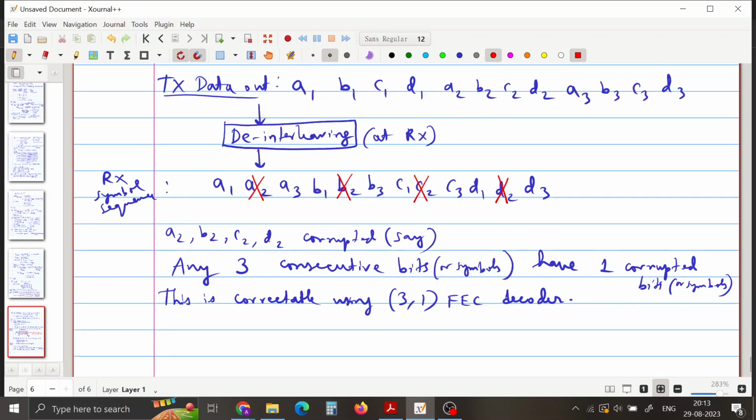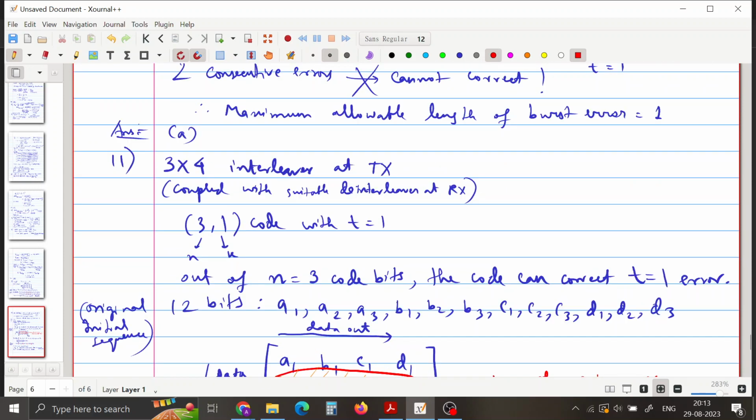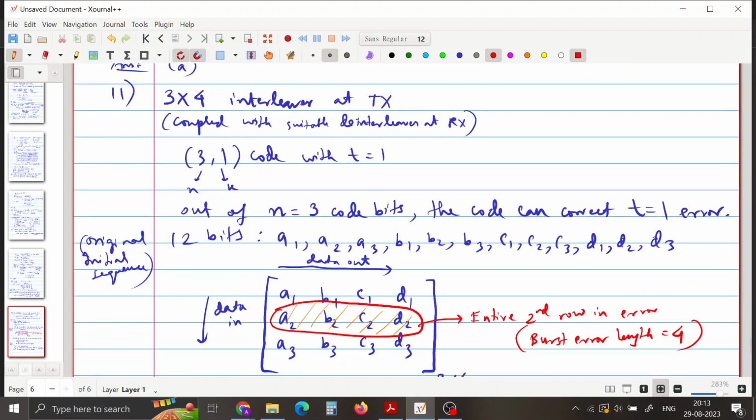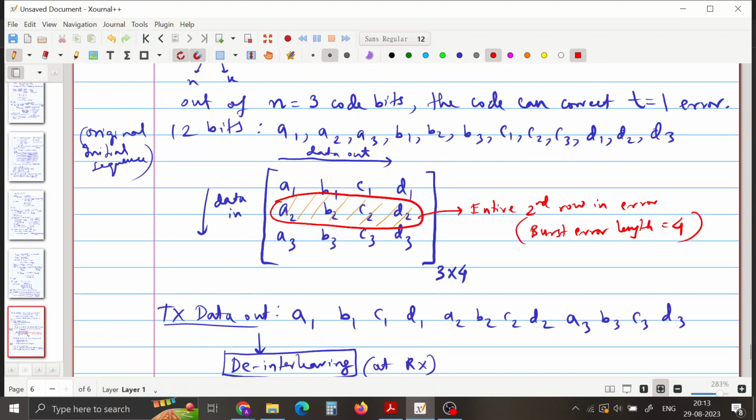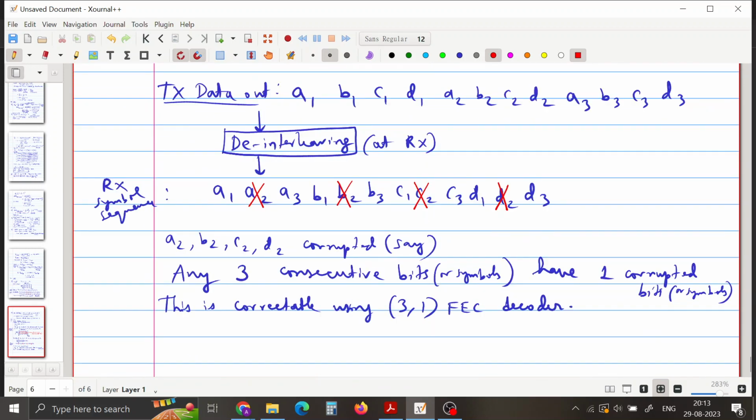Okay, that is the idea. Previously it corrected only just one error based on its own error correction capability. There was no interleaver or de-interleaver. But here, if an entire row is corrupted, if there is a burst error length of 4, then in my received symbol sequence after de-interleaving, I see that in consecutive 3 symbols there is only one error, which is correctable using my 3,1 code. So therefore this works.